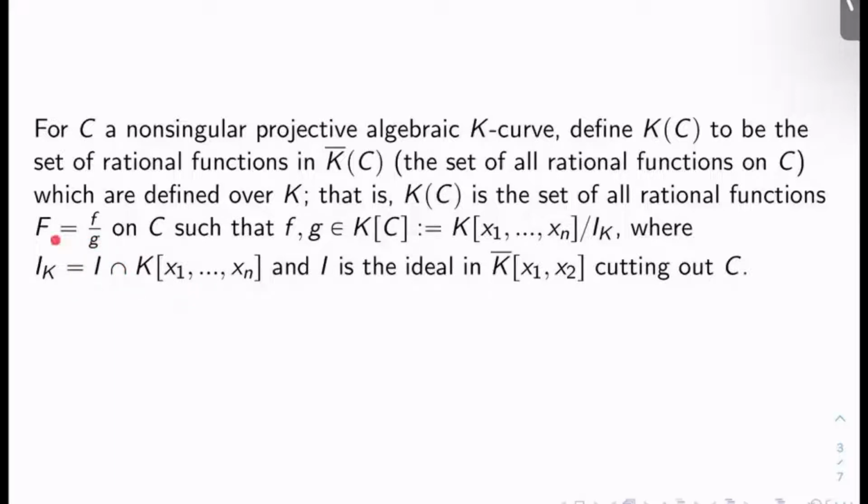That'll give me some ideal. It's sort of like the ideal cutting out C, but defined over K instead of K bar, and I'll call that ideal I_K. And then I'll take the polynomial ring in n variables defined over K, and I'll mod out by that I_K.